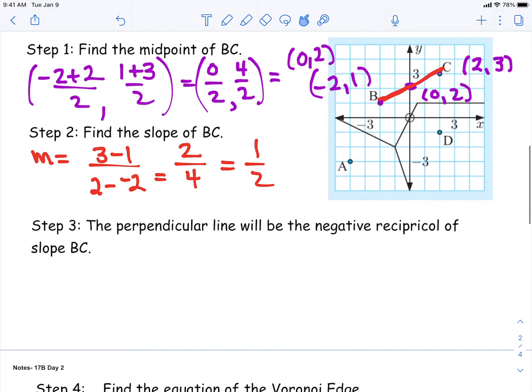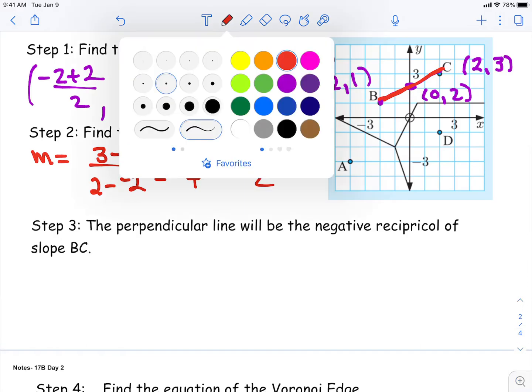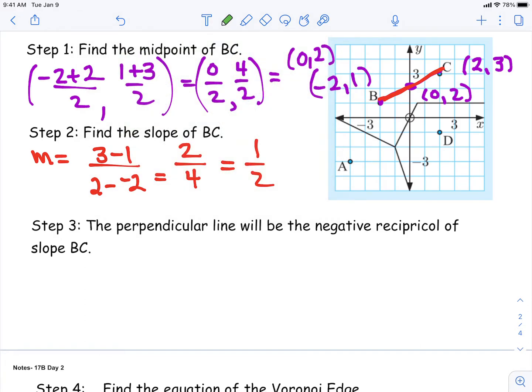Step 3, we want to find the perpendicular bisector. So we're going to take the negative reciprocal of the slope of BC. We'll call this m sub 2. We change that to a negative and then flip it. So it's going to be 2 over 1, or in reduced form, -2. So we're going to have a perpendicular bisector with a slope of -2.